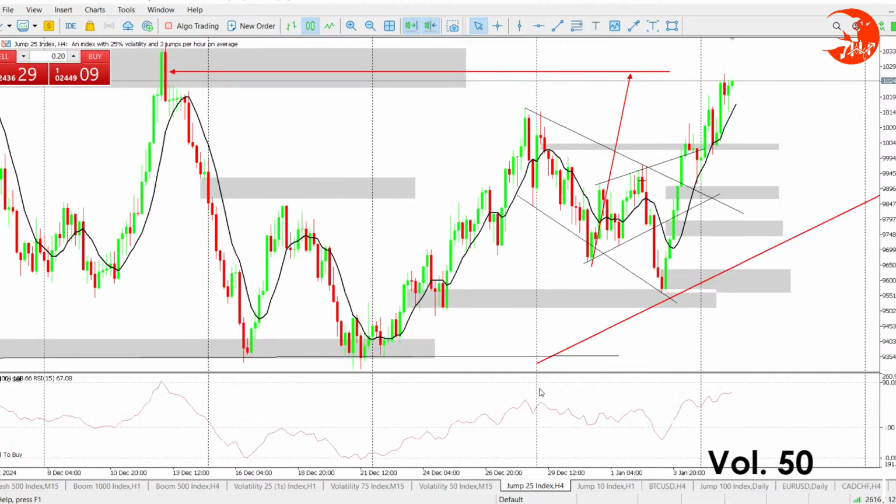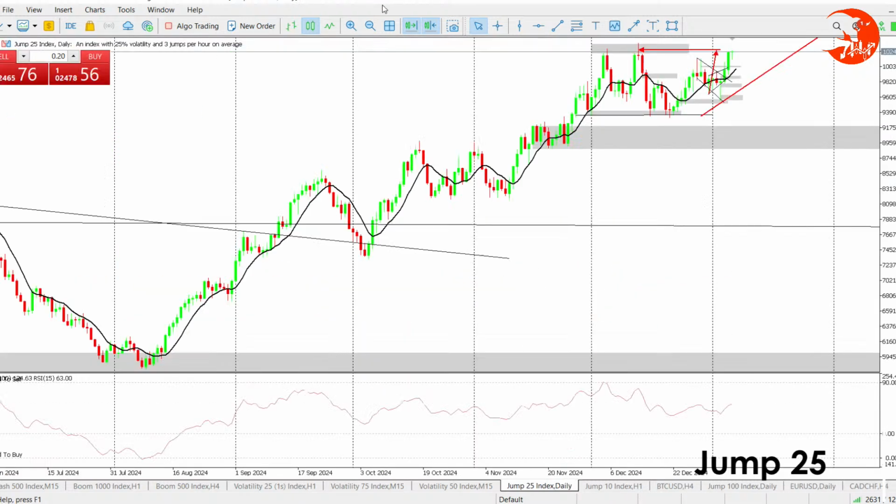So jump 25. Let's rush and finish this. Jump 25. People are not yet back into the markets. Markets are slow today. Markets are all slow. So jump 25.